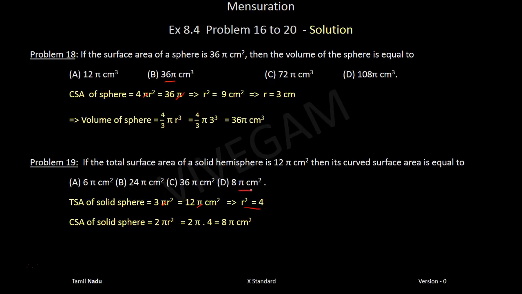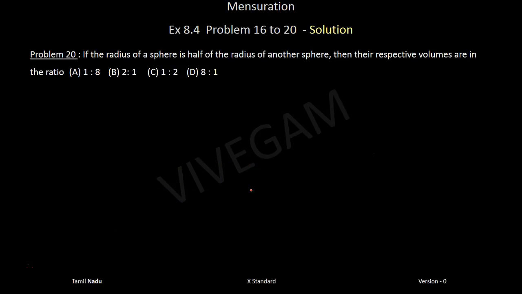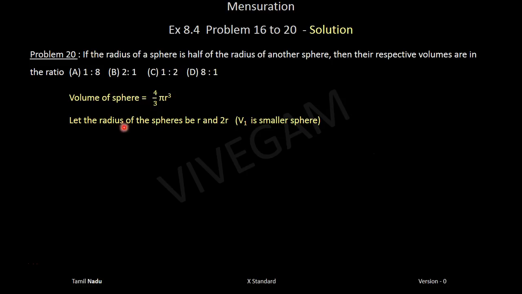Okay. Now, next problem, the 20th. The radius of a sphere is half the radius of another sphere, then the respective volumes are. So let's take the radius of the first sphere as r, and then the next sphere will be 2r because the first one is half. So let the radii of the spheres be r and 2r. So the first sphere is half of the second sphere. And what is the volume of a sphere? 4 by 3 pi r cubed.